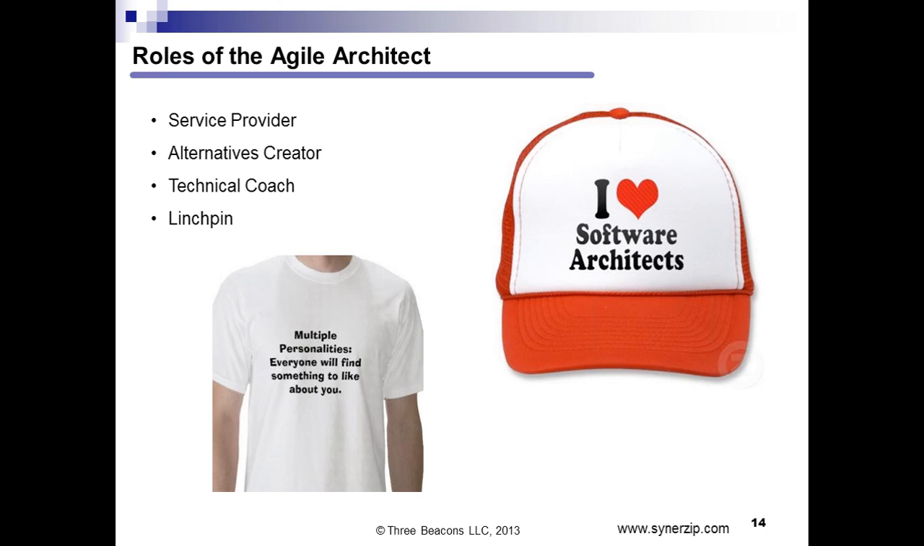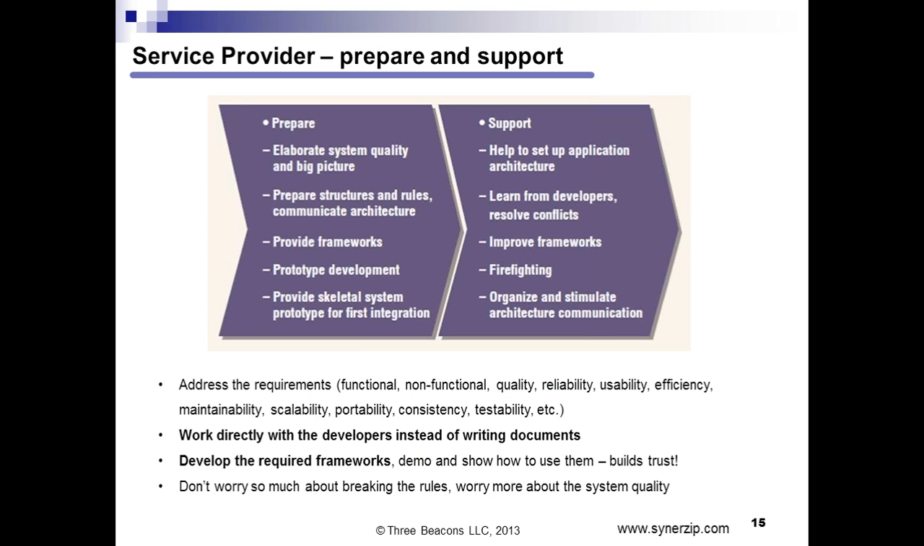Now, on the service provider front, the Agile Architect is responsible for obviously addressing the requirements, but they do that by working directly with the developers instead of so much writing documents. And the Agile architects, as I've said before, actually develop any required frameworks, or as many of those as they can, and prototypes, and then actually demo those to the Scrum team and get developer feedback on that. And then also training the Scrum team on how to use those frameworks. And doing all of this really builds the trust.